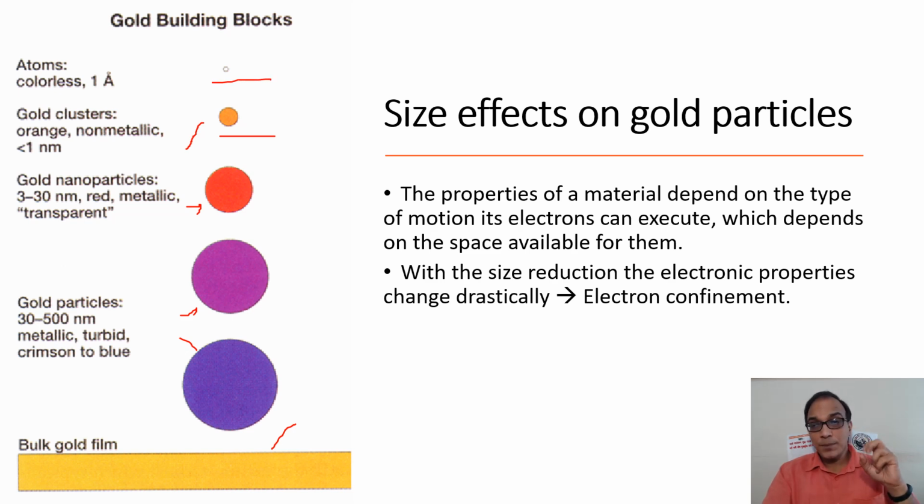The properties of a material depend on the type of motion of its electrons, and what electrons can execute depends on the space available for them. Electron confinement is happening there. Thus, the properties of a material are characterized by a specific length scale, usually on the nanometer dimension. If the physical size of the material is reduced below this length scale, its properties change and become sensitive to size and shape. So electron confinement is basically responsible for these properties.